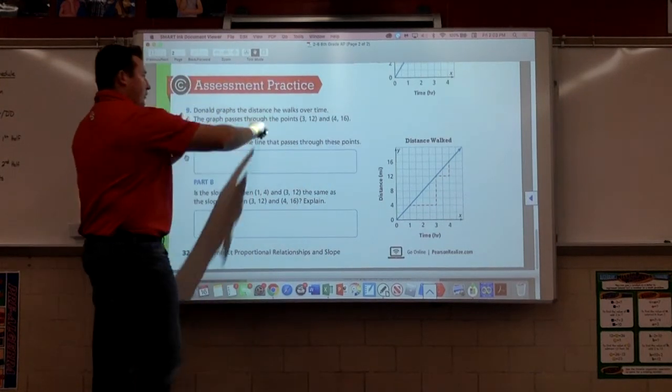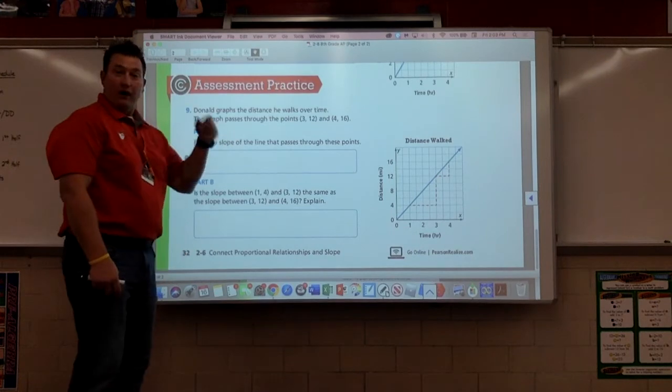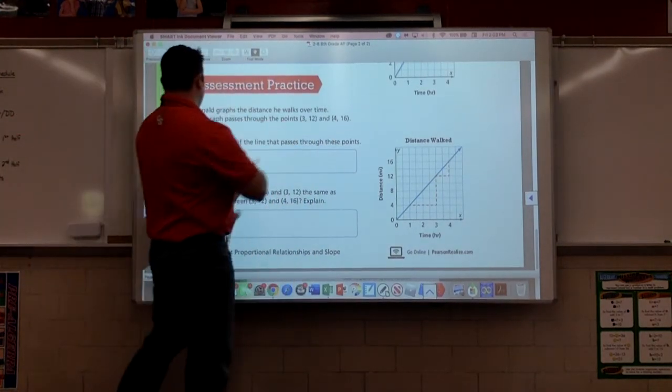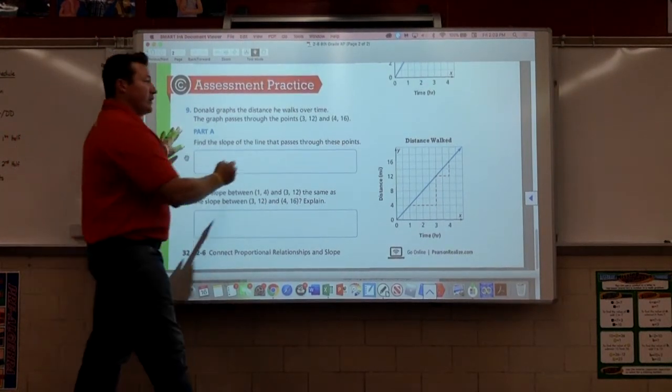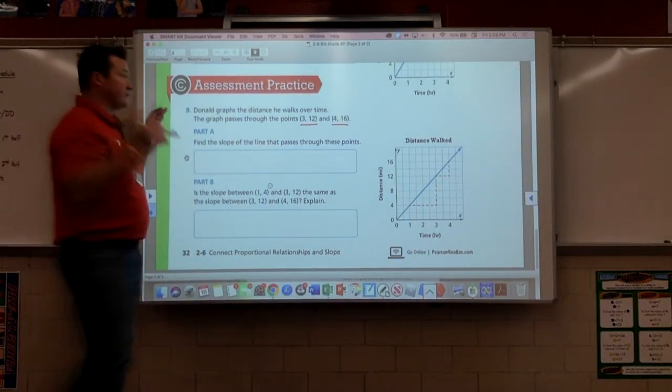Hey, Mr. Noel, this is all about your dad here. Donald graphs the distance he walks over time. The graph passes through these 2 ordered pairs. Part A says find the slope. We can do this. We might as well just use those 2 ordered pairs since they gave them to us.